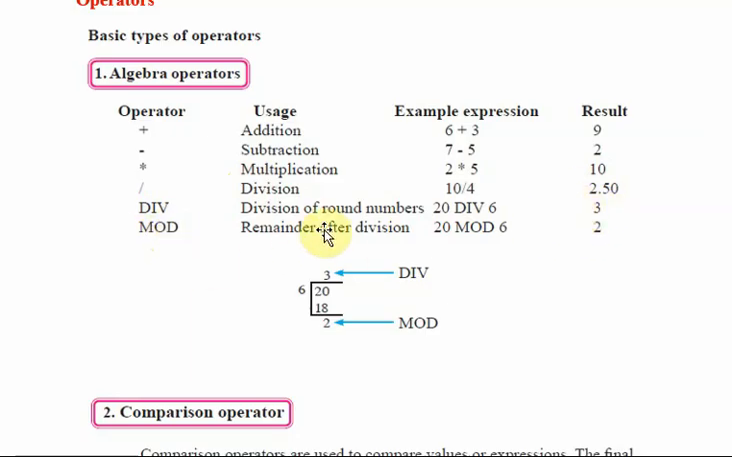MOD is always used to represent the remainder. Now 20 mod 6 means 20 divided by 6, you will get the remainder 2. So whatever variable you define, the variable will hold the remainder value.